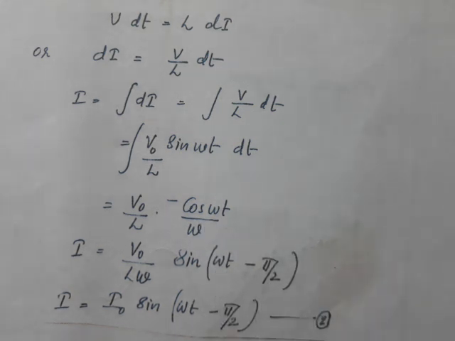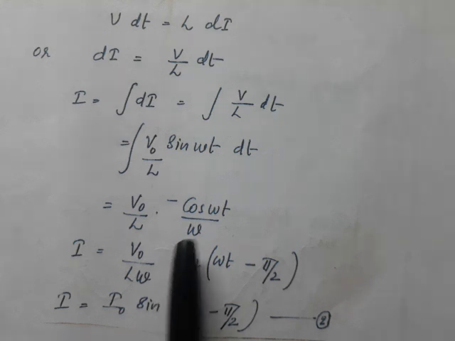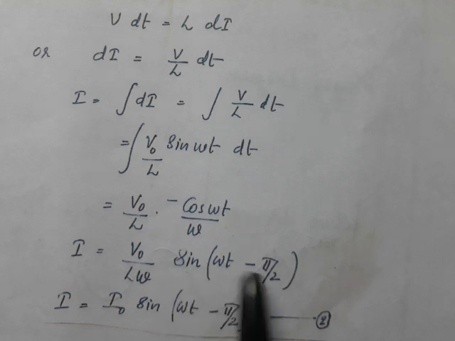This comes from the equation cos theta is sin 90 minus theta. Cos theta is sin 90 minus theta. So cos omega t is sin 90 minus omega t, or pi by 2 minus omega t, or minus cos omega t is sin of omega t minus pi by 2. So all these mathematical relationships you should know by heart.